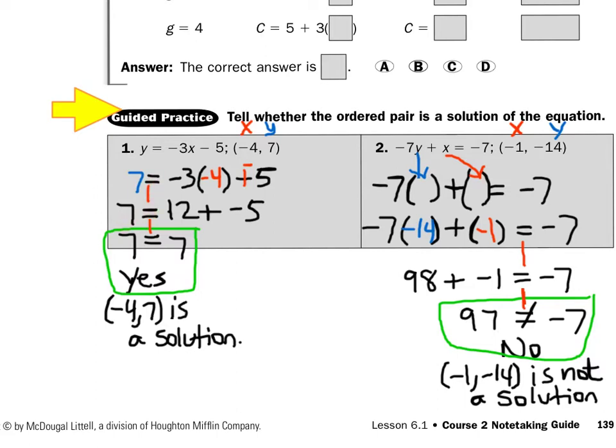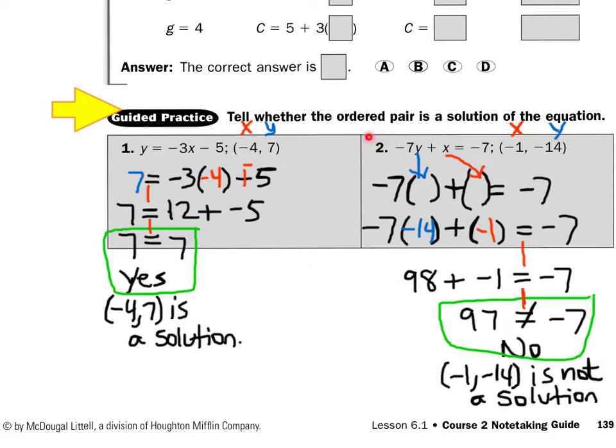I let the equal sign come down. You know that negative 3 times negative 4 makes positive 12. I brought the plus sign down, I brought the negative 5 down. And now I just have to add 12 plus negative 5 makes 7. So I have 7 equals 7. And yes, that's a true statement, 7 equals 7. So that means that this point, negative 4 comma 7, is a solution to that equation.